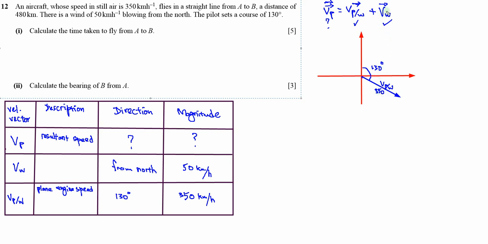Now let's look at the second arrow. The second arrow is VW. It's from the north. The wind is blowing from the north, in this direction. So it's from here to here, and it's 50. This comes first, this comes second, both single arrow. This is the wind, which is actually 50 coming from the north.